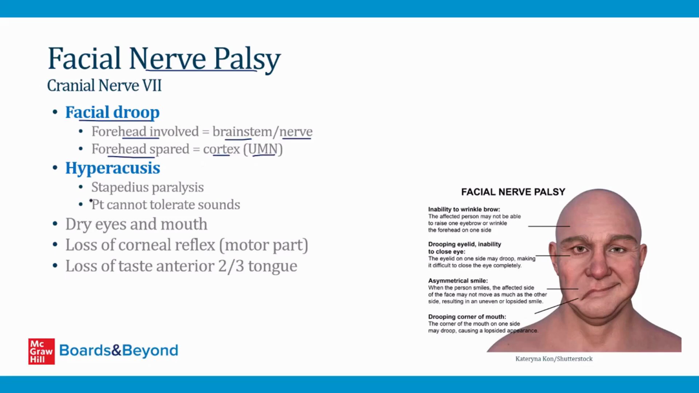fibers. Another clinical feature of a facial nerve palsy is hyperacusis. I already talked about this, but when you have paralysis of that small, tiny stapedius muscle, the patient cannot tolerate sounds. Patients will also complain of dry eyes and mouth because they lose lacrimation and salivation. You will lose the motor part of the corneal reflex, which we already talked about. And finally, you will lose taste sensation in the anterior 2/3 of the tongue.